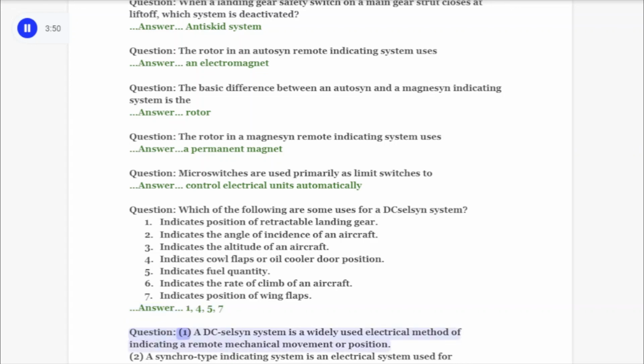Question: 1. A Desynn system is a widely used electrical method of indicating a remote mechanical movement or position. 2. A synchro-type indicating system is an electrical system used for transmitting information from one point to another. Regarding the above statements. Answer: both number 1 and number 2 are true.